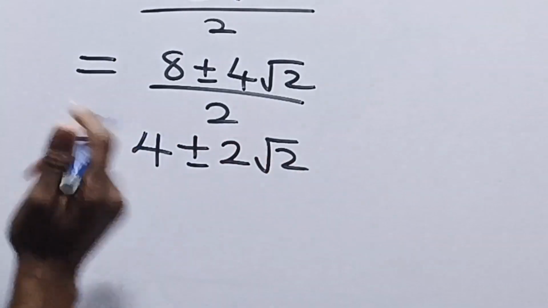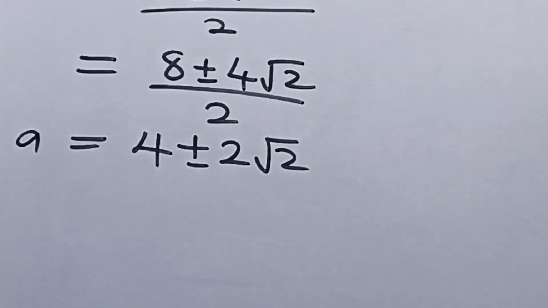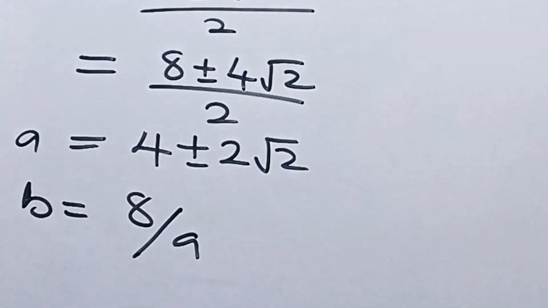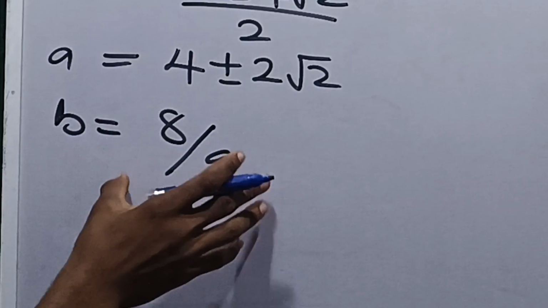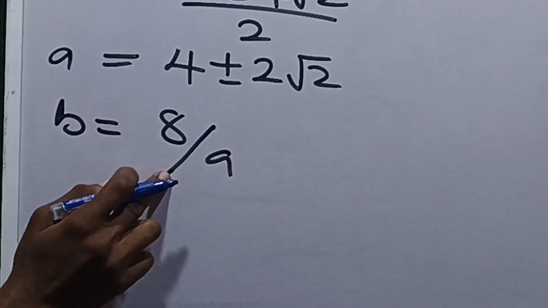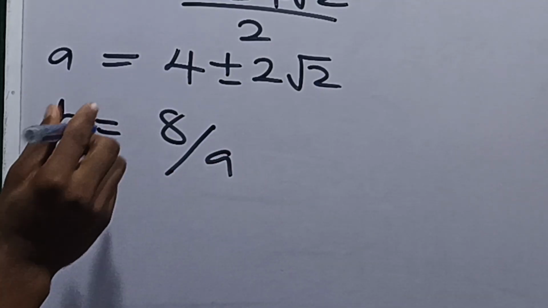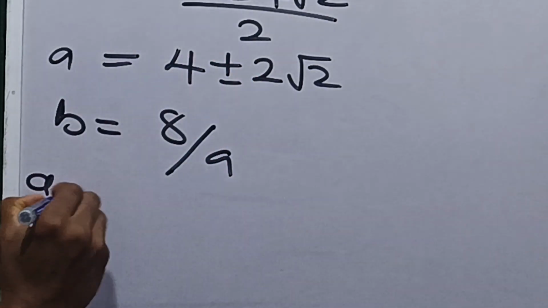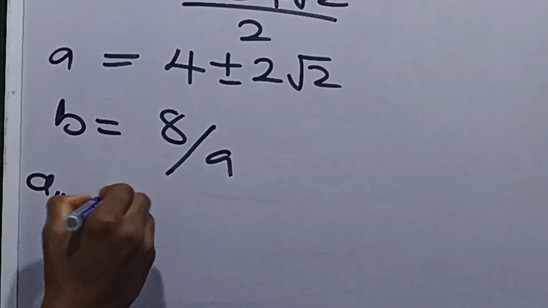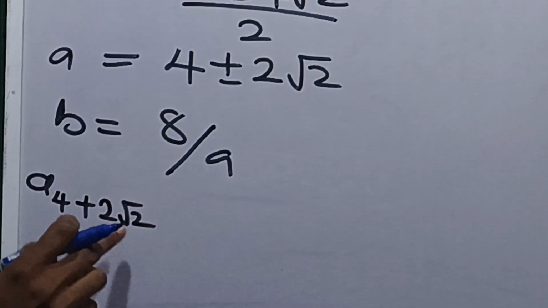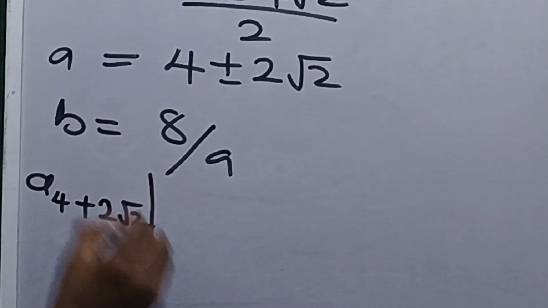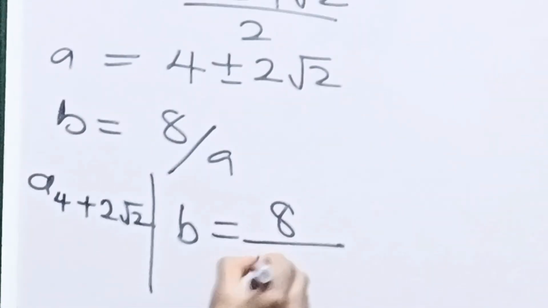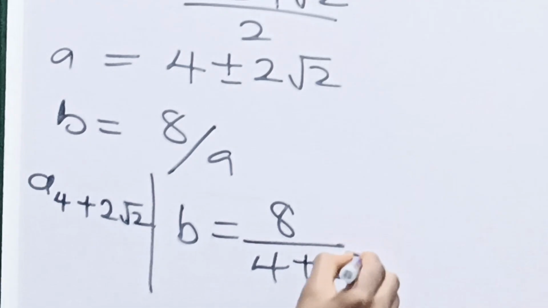Now that we have this answer for a, recall that b is equal to 8 over a, which we got from equation 2. We are now applying this for b. When a is equal to 4 plus 2 root 2, let's pick plus first, our b will be equal to 8 divided by 4 plus 2 root 2.